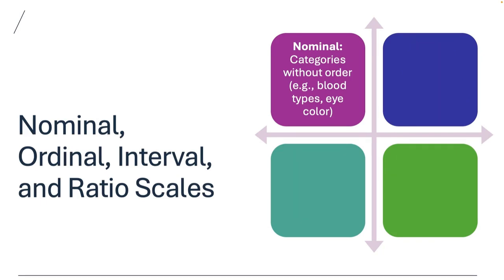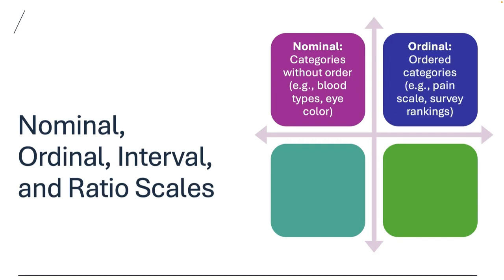The nominal scale is the most basic. It simply labels things without any particular order. A great example is blood type. If we record a patient's blood type as A, B, AB, or O, we're simply labeling them. As you can see, there's no ranking. Blood type A isn't higher or lower than blood type O. Some other examples might include eye color, gender, or types of diseases. These are just categories with no inherent ranking.